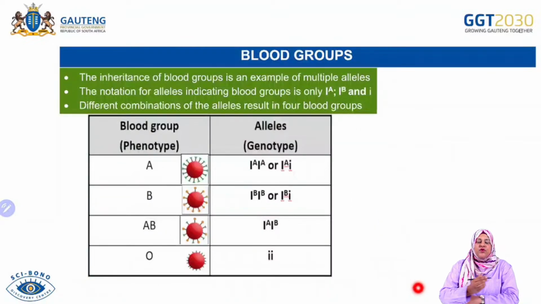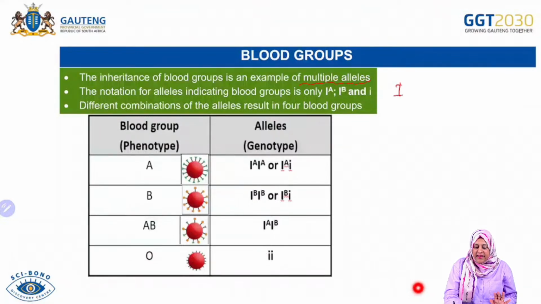Okay, so I hope you clarified that in your minds, and we're now going to move on to blood groups. I know you do not have a question on blood groups in the prelim exam, but you will get one in your final exam probably, and it's nice to just iron out the creases for this. The inheritance of blood is an example of multiple alleles. Why do we say multiple alleles?